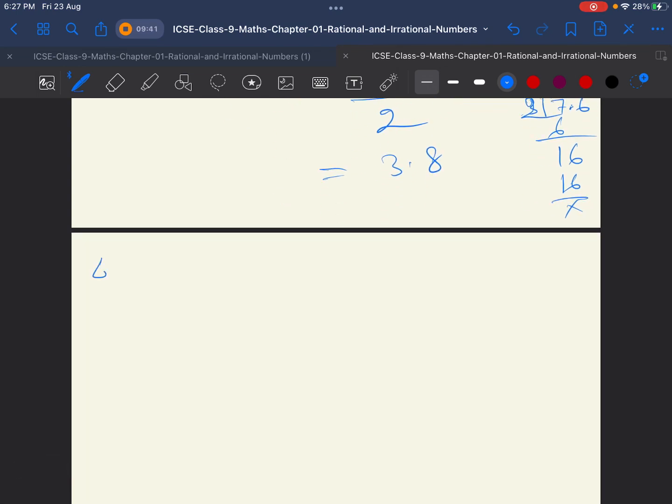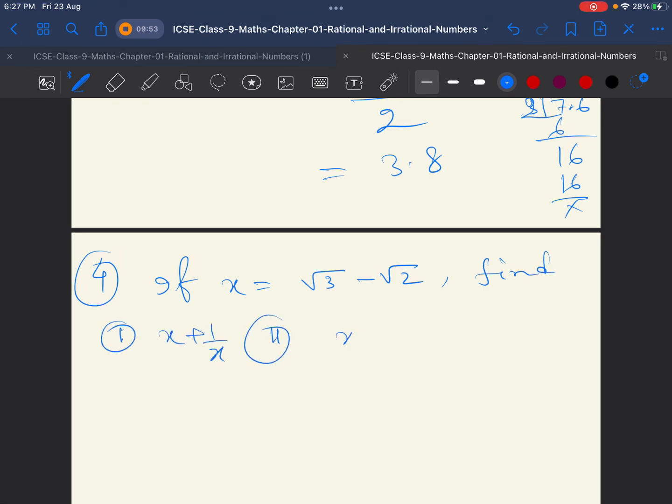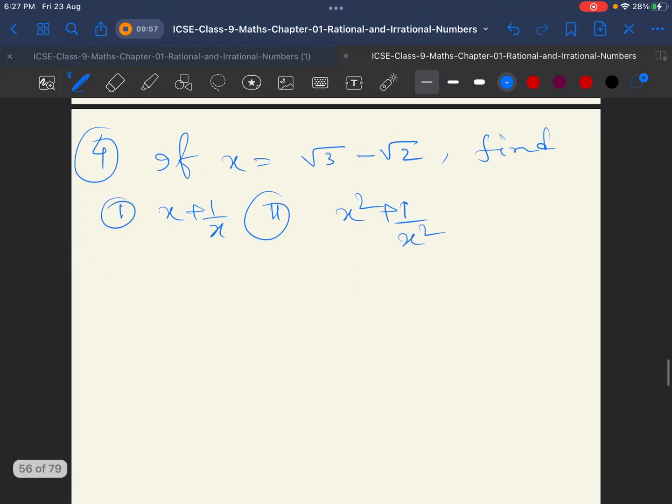Now question number 4. If x equals to root 3 minus root 2, find, question number 1, x plus 1 by x, then x square by 1 plus x square, question number 3, x cube plus 1 by x cube.